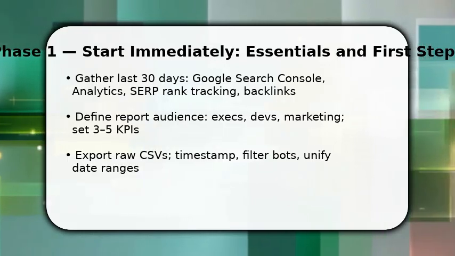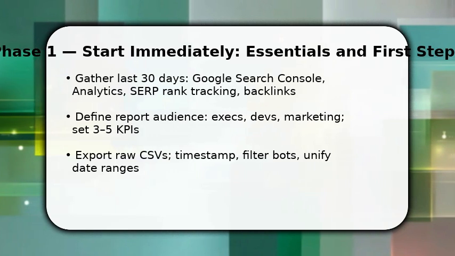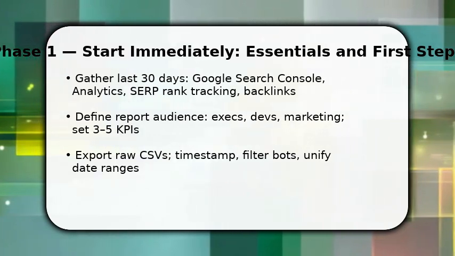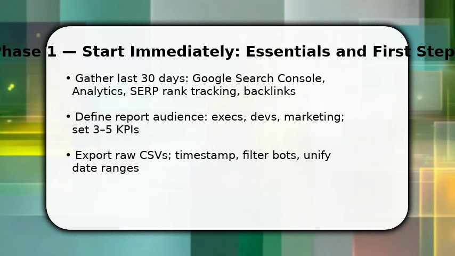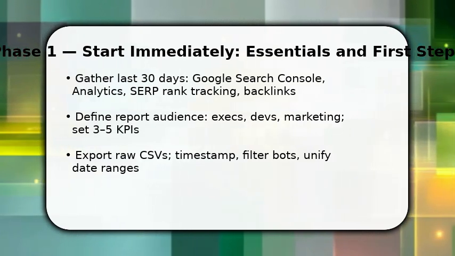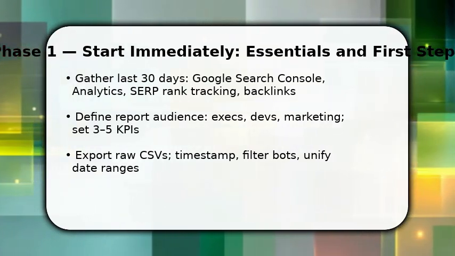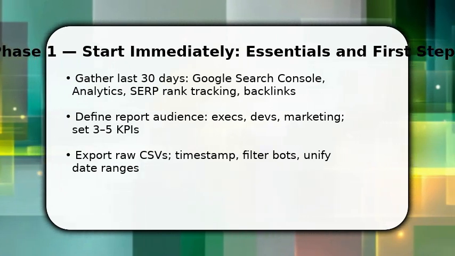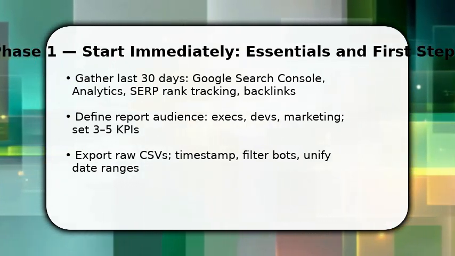Start by collecting the essentials you already need: Google Search Console, Google Analytics, Rank Tracker, and backlink exports for the last 30 days. You must define the audience, executive, developer, or marketer, and pick 3-5 KPIs aligned with that audience so the report stays focused.